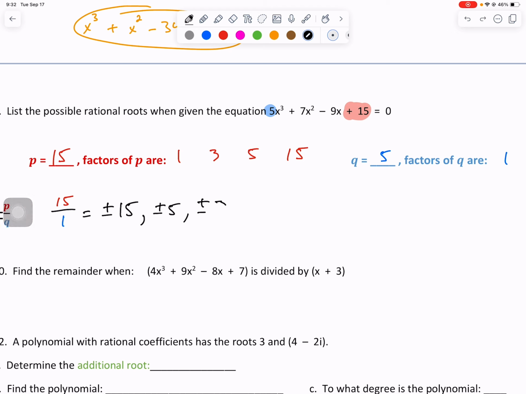Goodness, that 3 just looks terrible. Look at that one. It has a huge head on it. Let's get it out of there. And 1 over 1 is simply just 1.